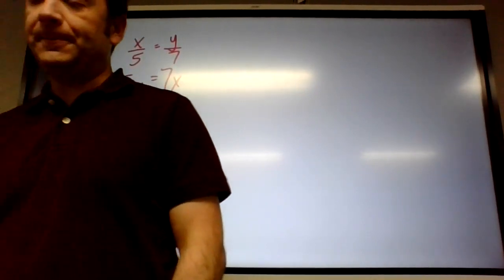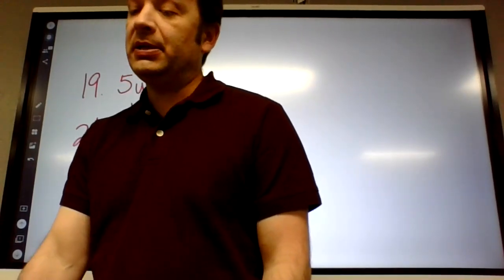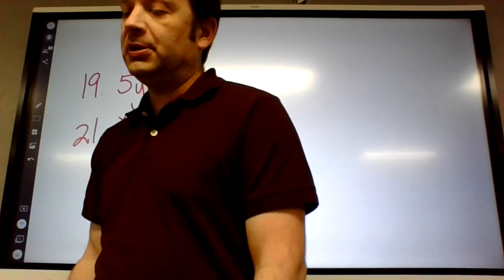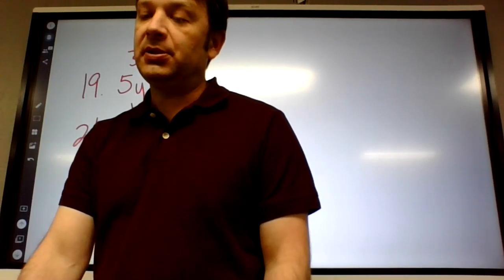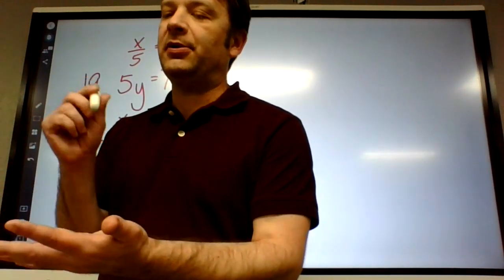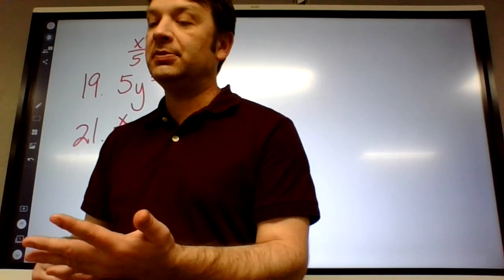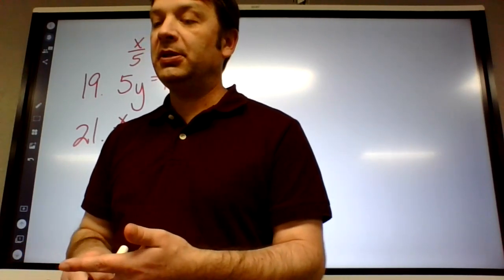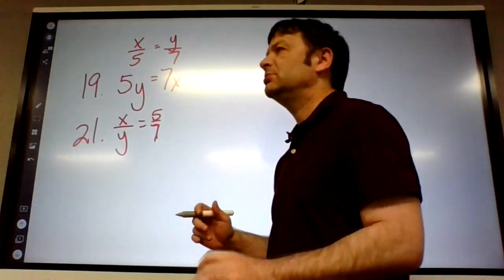Okay, 23. We're supposed to figure out if these polygons are similar. If so, write a similarity statement and the similarity ratio. If not, state why not. So on 23, to be similar, you have to have all the same angles and the sides have to be in proportion. The ratios have to be equal. So are all the angles the same on 23? Yeah, they're all 90. Are all rectangles similar? Well, yes.